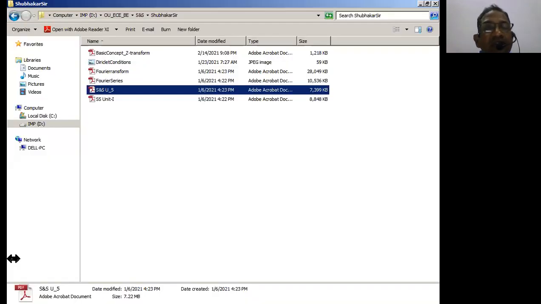Well, in the previous class, we discussed the advantages and limitations of the Z transform, and how to represent a given sequence in Z transform form.